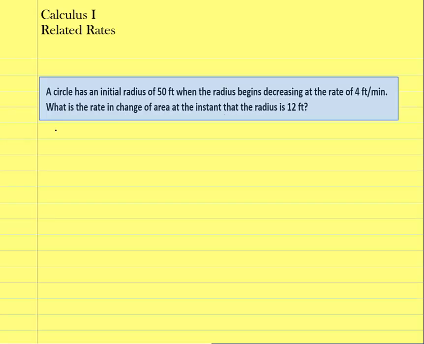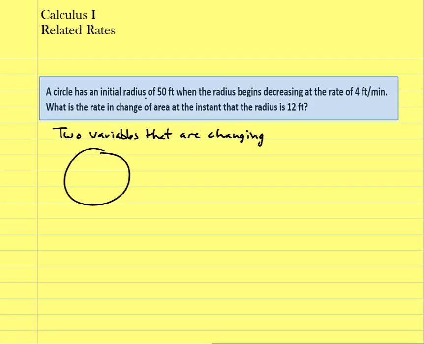So we have two things that are changing. If we think about the radius of a circle, we'll say this is at the beginning when the radius is 50 feet. We can see here that the area is pi r squared, of course. The radius is 50, 50 squared is 2500, so this is 2500 pi feet squared. Now it says when the radius begins decreasing, so that tells me that the radius is getting smaller, so our next circle would be smaller.